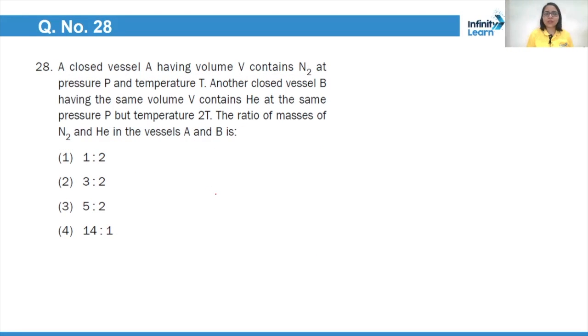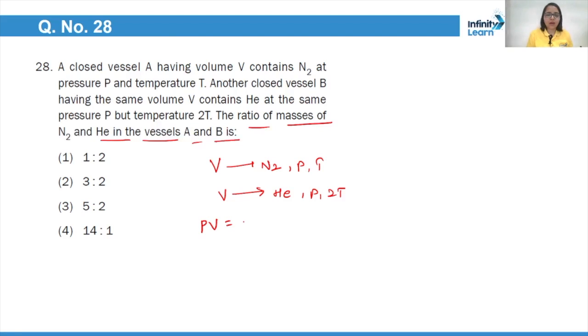Next question is question number 28. A closed vessel A having volume V contains N2 at pressure P and temperature T. Another closed vessel B having the same volume V contains helium at the same pressure but temperature 2T. The ratio of the masses of N2 and helium in the vessel A and B is. So for vessel A, we can write PV is equal to nRT. So PV will be same. n is the number of moles of N2, that is mass of N2 divided by 28, into RT.